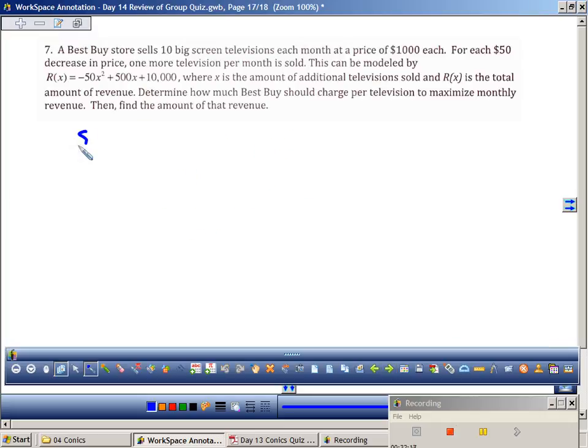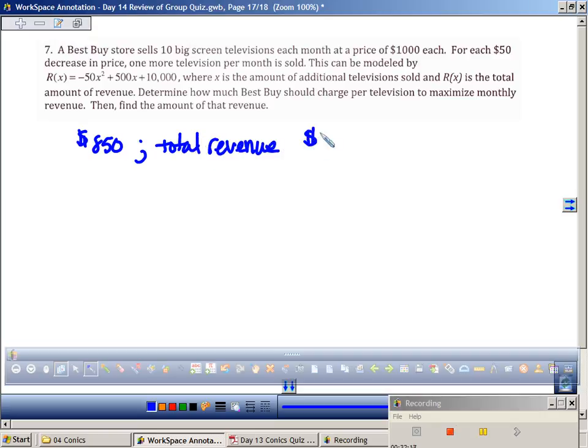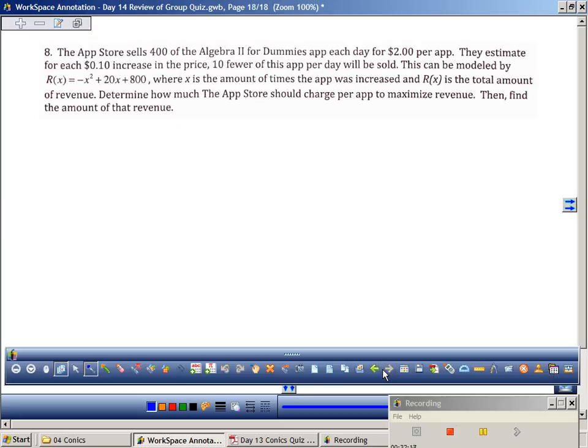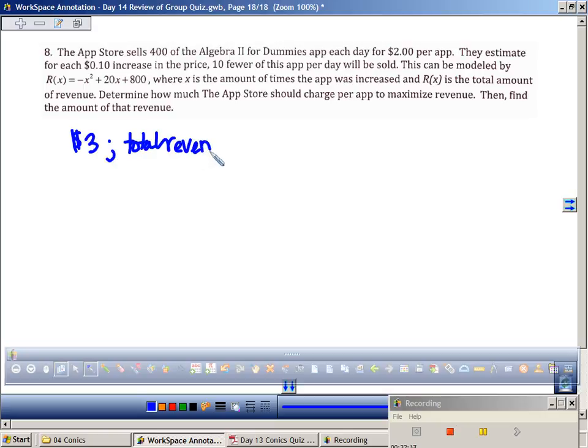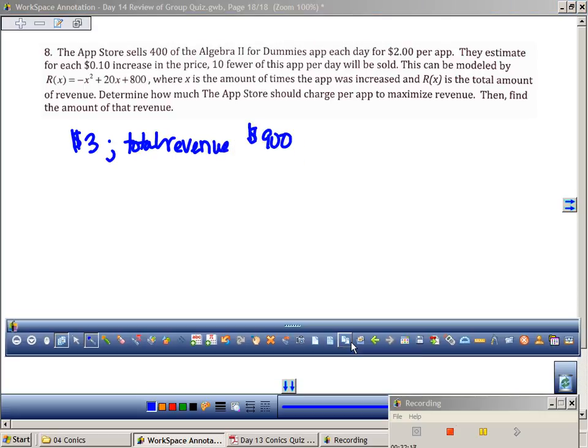Number 7 is a total of $850 revenue, sorry, for the TV, and the total revenue is going to be $14,450. And the last one is a total of $3 for that. And the total revenue is $900. Okay, you're looking here. All right. Straight.